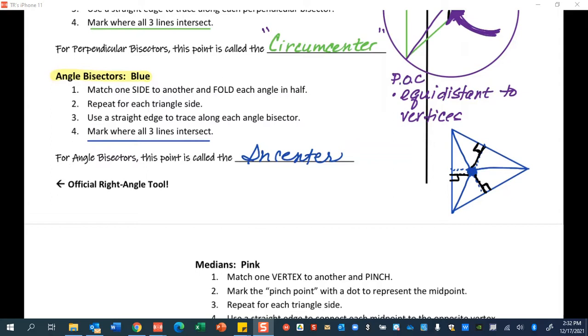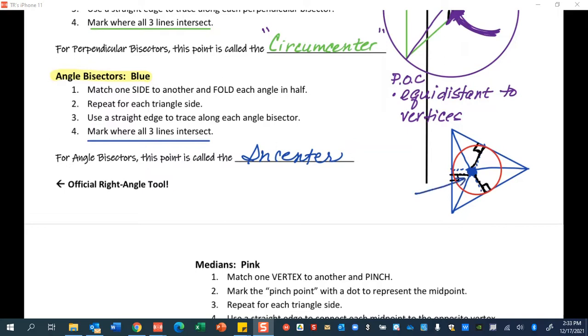Because they are equidistant to the sides of the triangle, we can again use a circle, with this point as the center, and recognize that you can draw a circle inside. That's why we call that point of concurrency the in-center. That circle that we can draw inside has the in-center as its center.